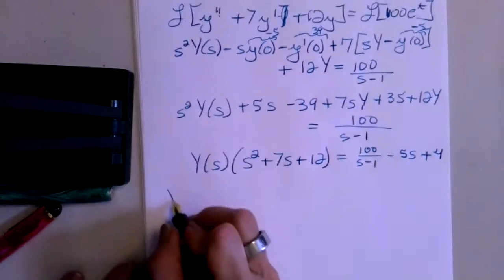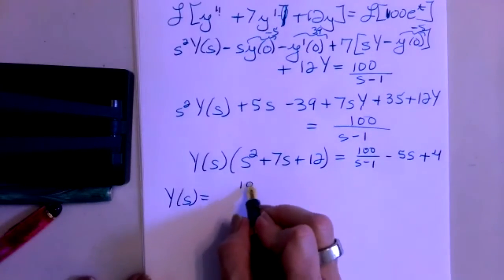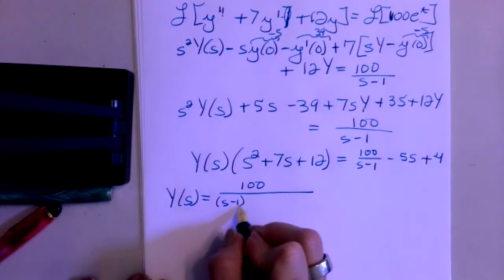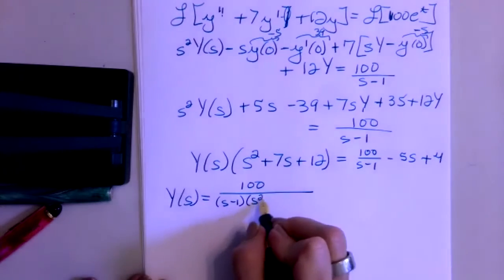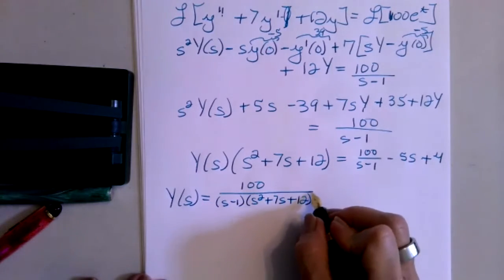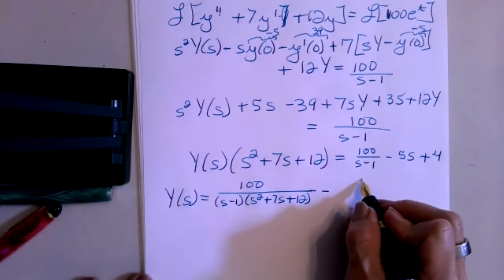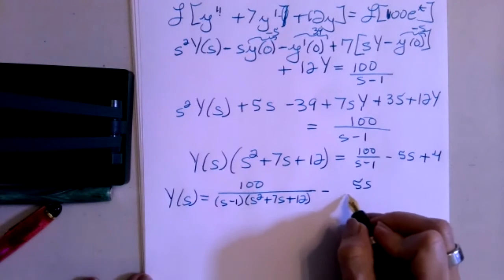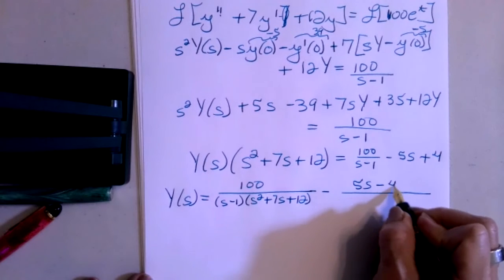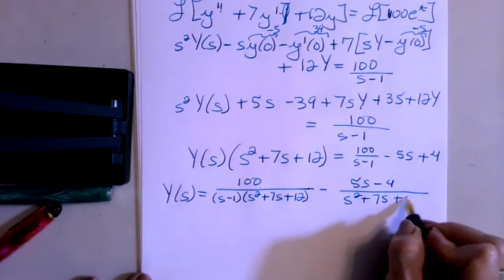Okay, and so Y of s now is 100 over s minus 1 times s squared plus 7s plus 12. This may not be quite so trivial. Minus 5 over s plus, well, it depends on how you want to write it. Let me write it like this. I'm probably going to have to do it in 2 pieces.